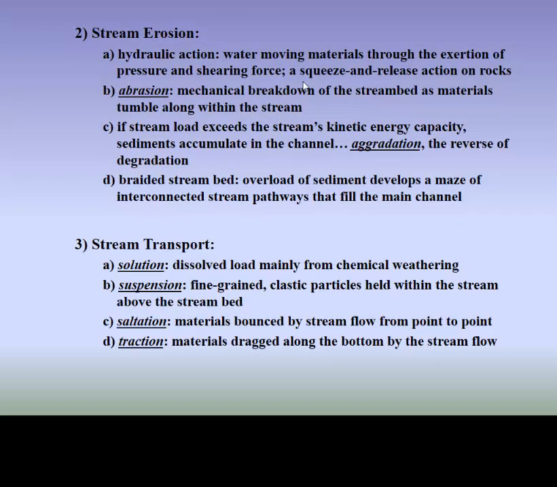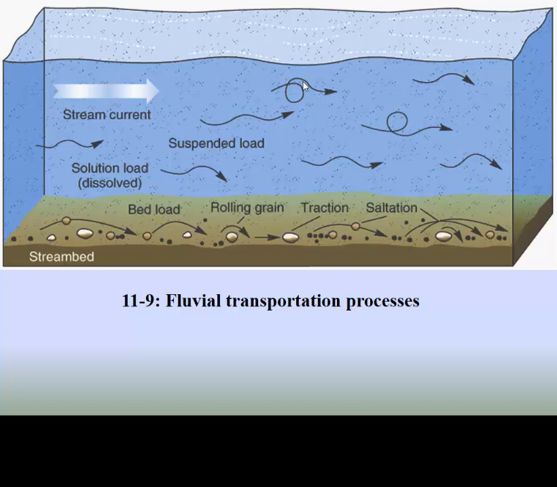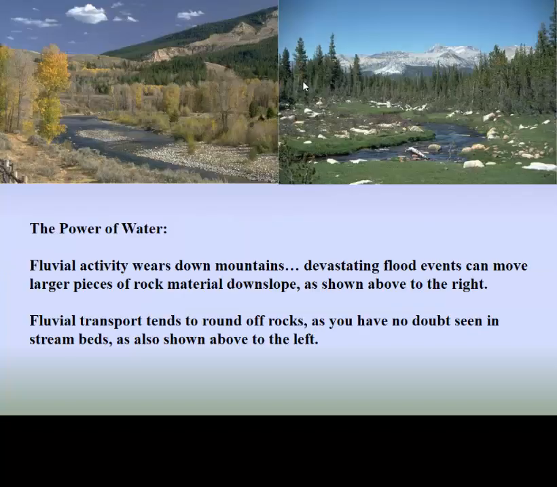It's measured in cubic feet or cubic meters per second. And when we look at erosion, we have abrasion, the mechanical breakdown, and then material is transported in solution, which is dissolved, or suspended, or it jumps, or it's dragged along the bottom by stream flow. You can see the different ways that it can be transported, because like I said before, everything in that one third of the United States is going to go through the Mississippi River at one point in time.